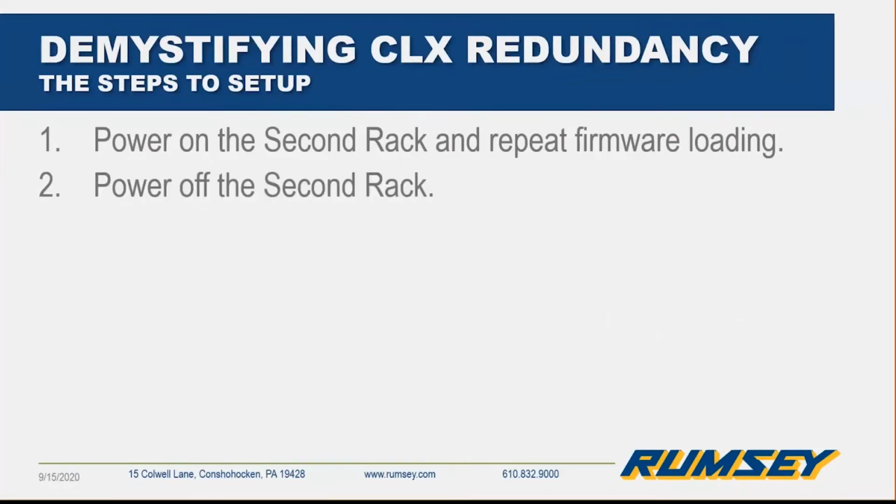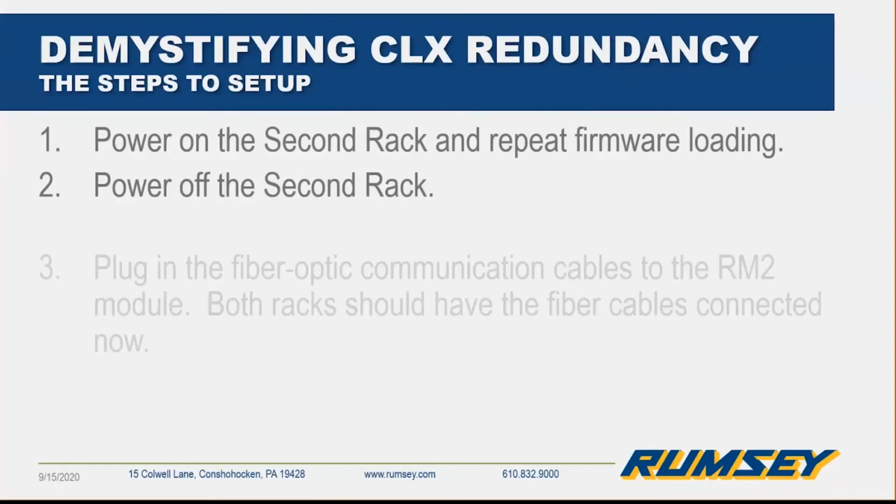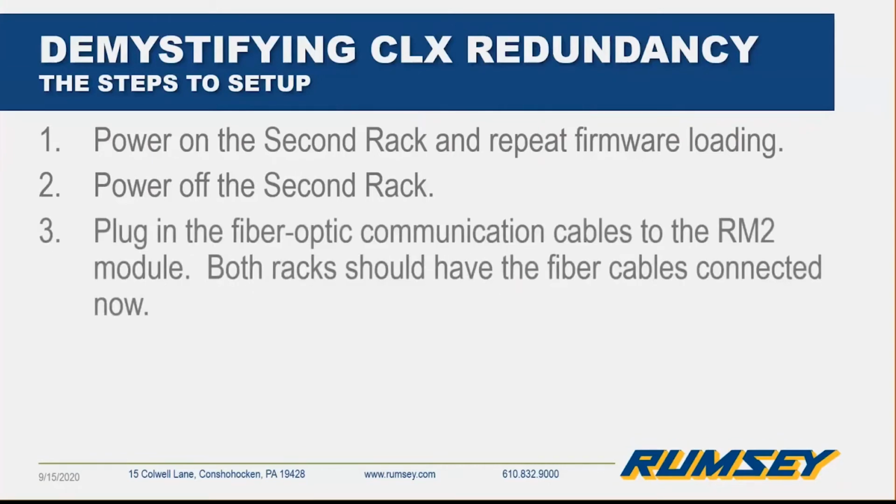Power off the first rack, power on the second rack, and repeat the same. Load all the firmware, again RM2 is last, then power off the second rack. Plug in the fiber optic cables to connect the RM2s together. So now you have both racks sitting there, powered off, and you plug the RM2s together.